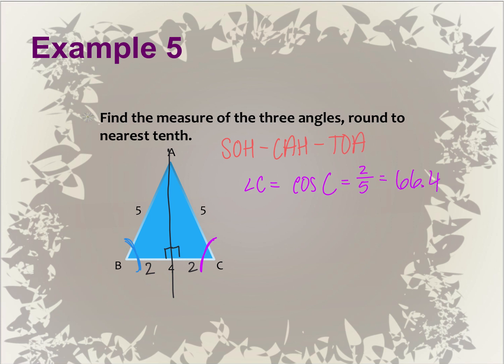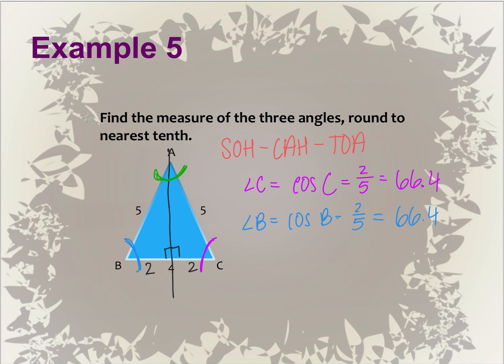All right, looking at angle B. What do I have for angle B? I still have my hypotenuse and my adjacent side, so I'm still doing the same thing. Cosine B is 2 over 5, and I'm still going to get 66.4. Now I have to figure out a way to solve for A.